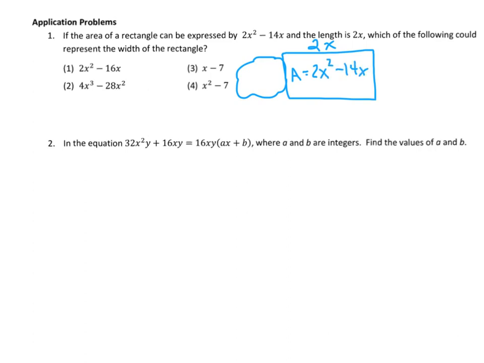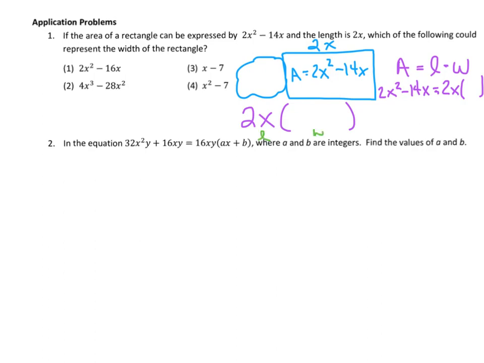Okay, now let's think about how do we get area of a rectangle from length and width. And hopefully you're saying area is length times width. So what I know here is that I have my area, 2x squared minus 14x. I have my length as 2x. The question is, what must go in that parentheses? Well, if I write it out with a little bit more room here, 2x parentheses what? Okay, this is my length, and this is my width.